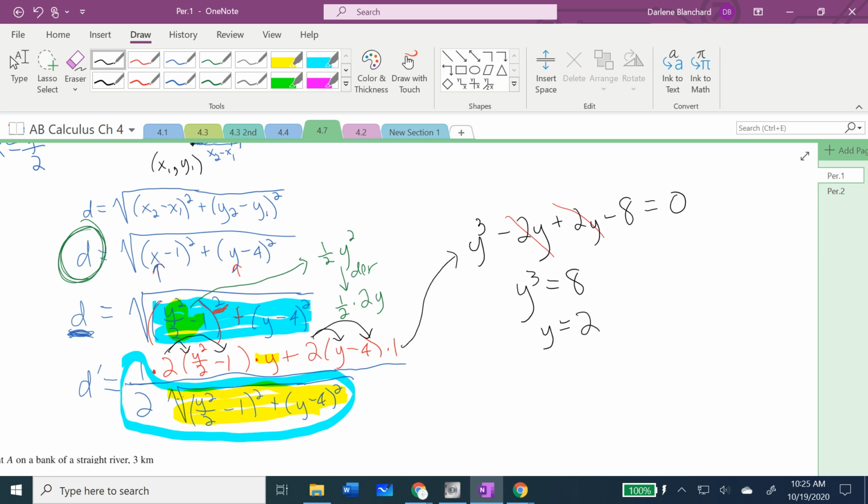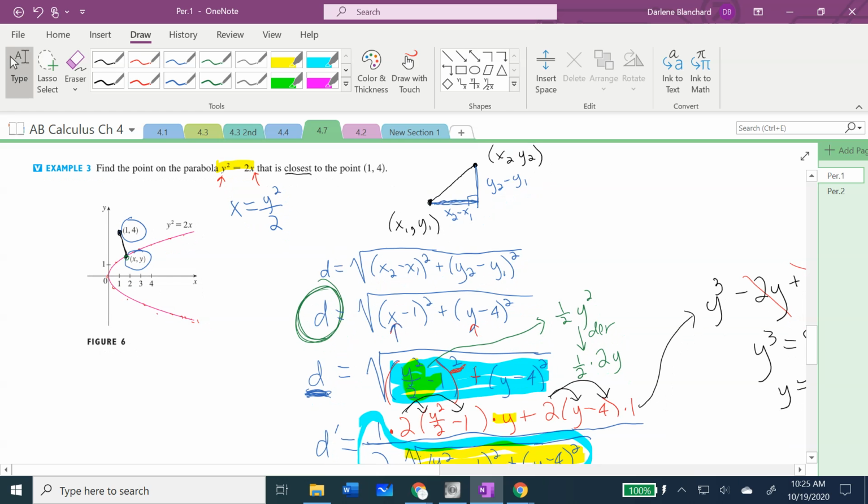Now, this is where the optimization occurs. We can take the time to analyze the y coordinate of the point on this parabola. It can be anything. The domain of the distance function for the y coordinate is all real numbers. You have one critical number.